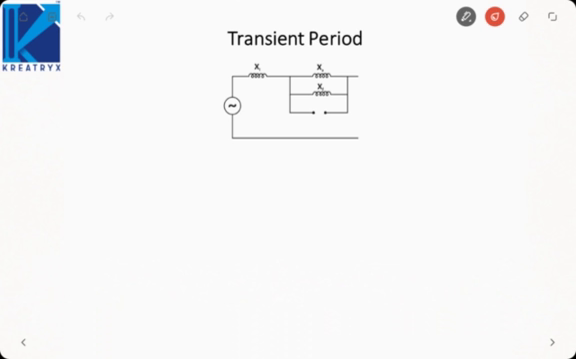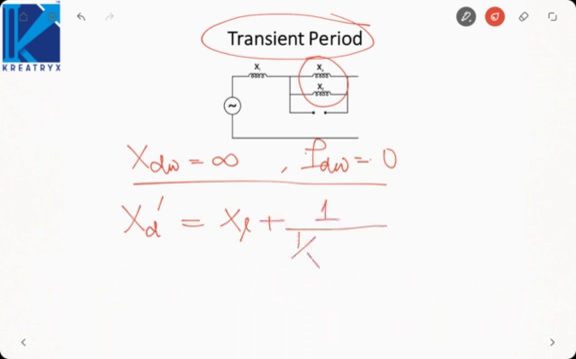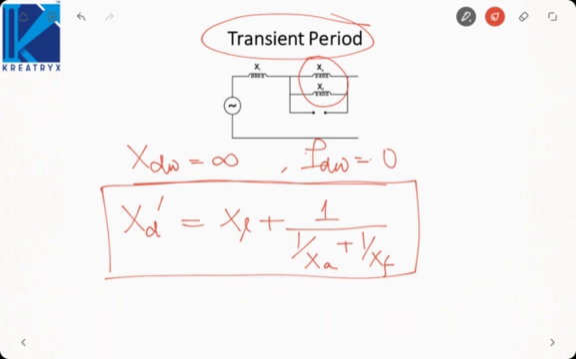When the current decays, we will open circuit the damper winding reactance and the model will remain something like this. Here we have open circuited the damper winding as IDW goes to 0. Whenever IDW goes to 0, such a period is called the beginning of the transient period. The transient period will begin when the current in the damper winding is reduced to 0 and only armature reaction and field winding remain. The reactance is represented as Xd dash. It will be XL plus 1 by (1/Xa + 1/Xf). This will be the transient reactance of the synchronous machine under short circuit condition.